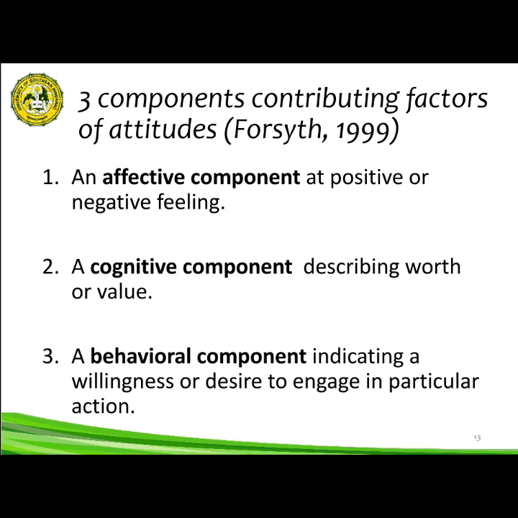So, to understand attitudes better, we can look at the model by Forsyth in 1999 that breaks them down into three parts. First, the affective component, a positive or negative feeling. It is how you feel about something. Cognitive component, describing worth or value. It is what you believe about its value. And lastly, the behavioral component, indicating a willingness or desire to engage in a particular action. It is what you're willing to do about it.